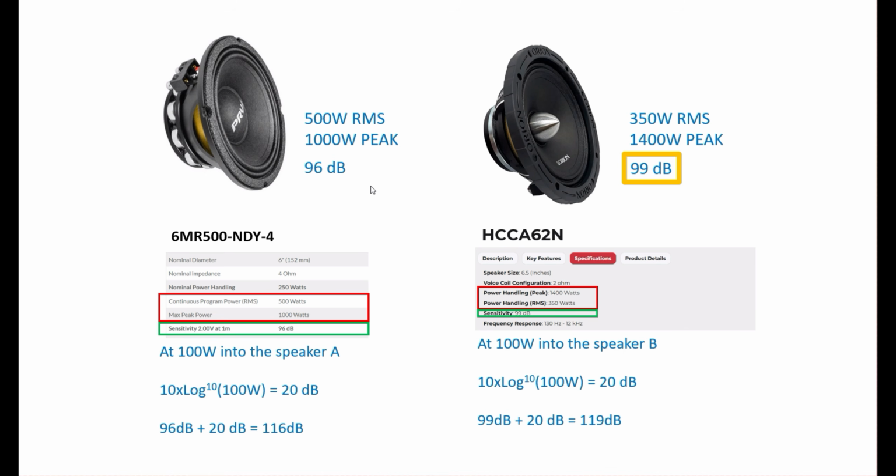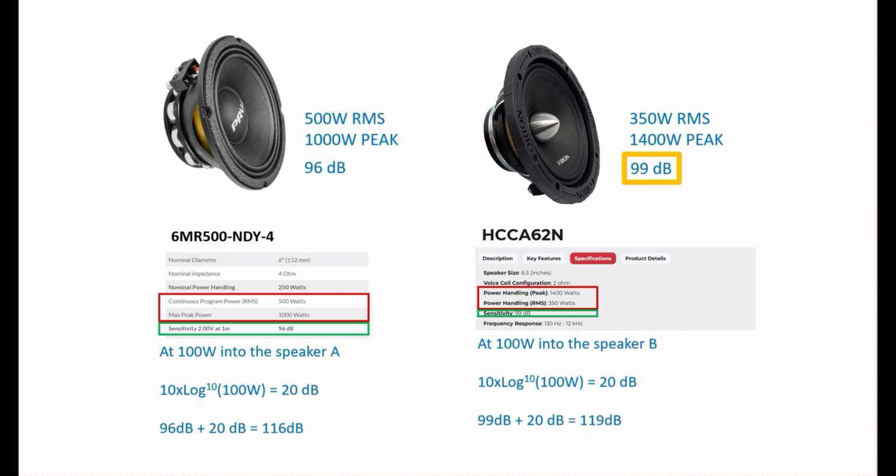So let's say we were using 100 watts of power into both of these speakers. We can do a quick calculation, which is 10 times log of 100 watts, which is 20, and add that to the sensitivity. So we've now got 116 dB for this speaker and 119 for this speaker. So this is 3 dB louder than this one at 100 watts.